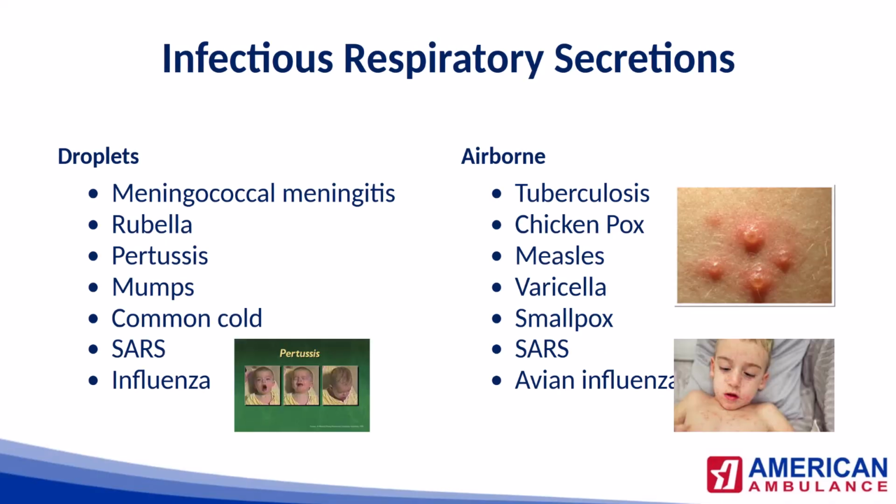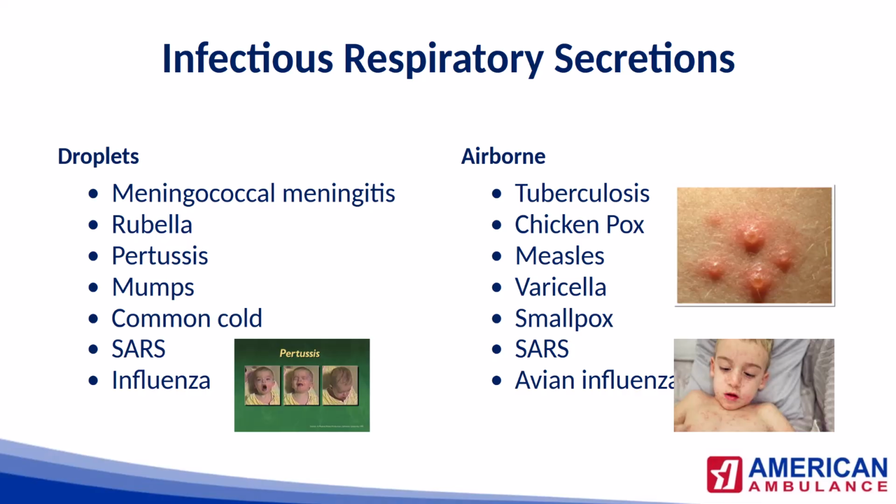Droplet-type infections, including diseases such as meningitis, rubella, pertussis, mumps, the common cold, SARS, and influenza, are primarily spread through respiratory droplets expelled when an infected person coughs, sneezes, talks, or breathes. As stated previously, these infectious droplets can travel through the air and land on the mucosal surfaces of the nose, mouth, or eyes of nearby individuals, leading to transmission. Each of these diseases has distinct symptoms and varying degrees of severity, but they all share the common mode of transmission through respiratory droplets.